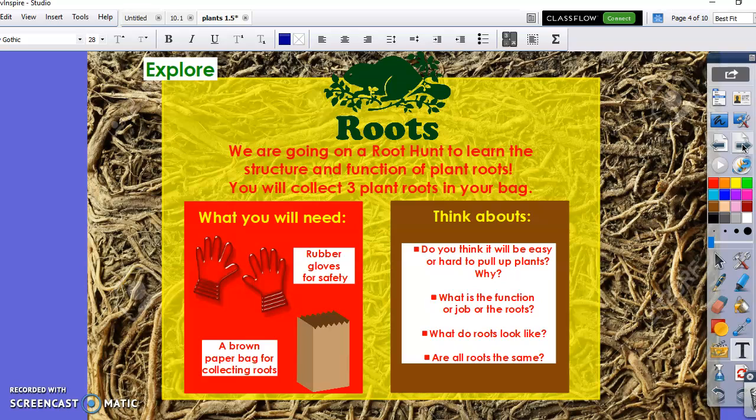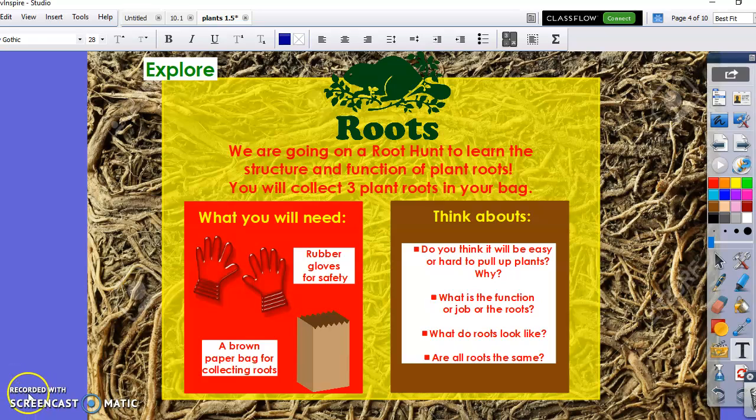When you're collecting, you know that roots are below the ground. So it might help to know that if you grip the plant by the base of it, the part that's towards the ground, and pull up, you're more likely to get the roots out. I want you to think about, do you think this is going to be easy or hard to pull up the plants? Why?